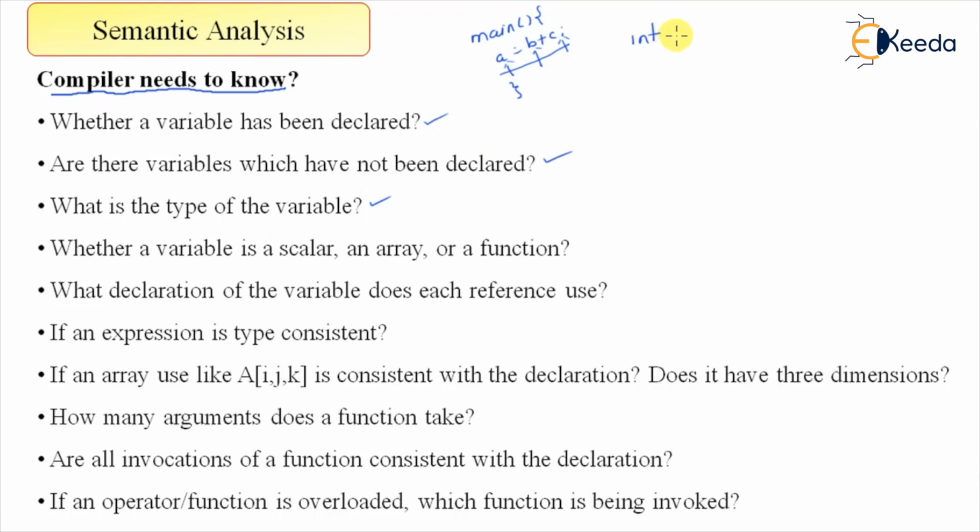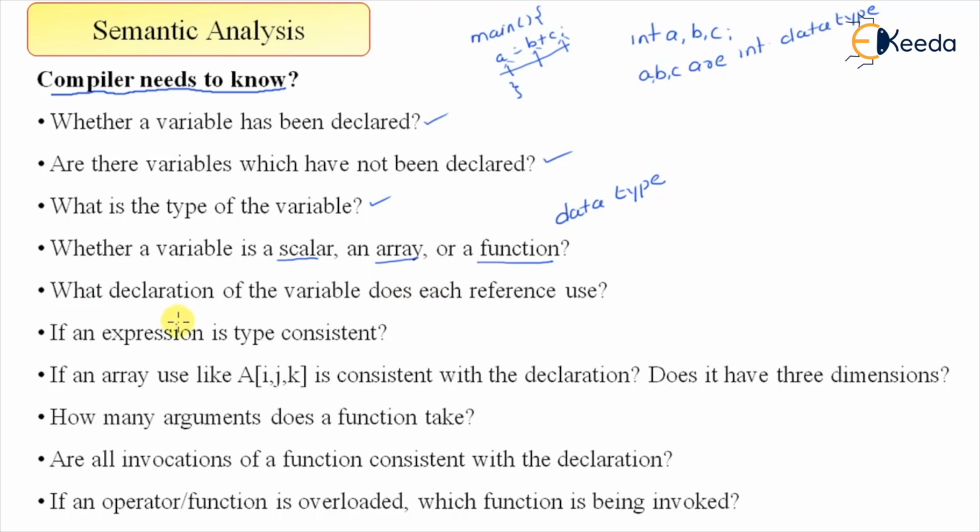What is the type of the variable? If you declared a variable like int a, b, c, then definitely I need to know the type of the variable, that a, b and c are of integer data type. So this should be known. Whether a variable is a scalar, a single value, an array, a set of consecutive values, or a function. So what is the data type actually? Scalar data type, or an array, vector, or a function.